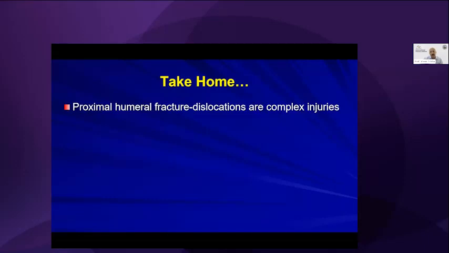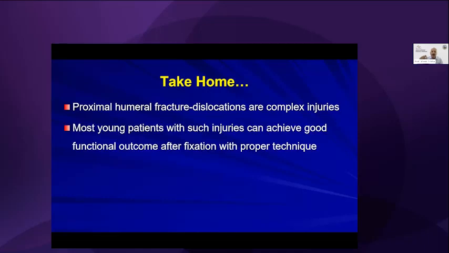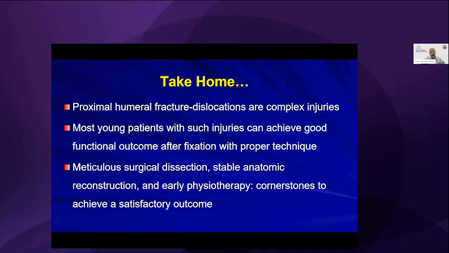So I would say the take-home is that proximal humerus fracture dislocations are complex injuries. However, most young patients who get these injuries can achieve good functional outcome after fixation, maintaining the head and shaft angle, maintaining the medial cortical continuity, and fixing the tuberosities back well to the head. Meticulous surgical dissection, stable construction, and early physiotherapy, which is quite aggressive and improves over a period of 3 to 6 months, are cornerstones to achieve a satisfactory outcome. Thank you for your patient listening.